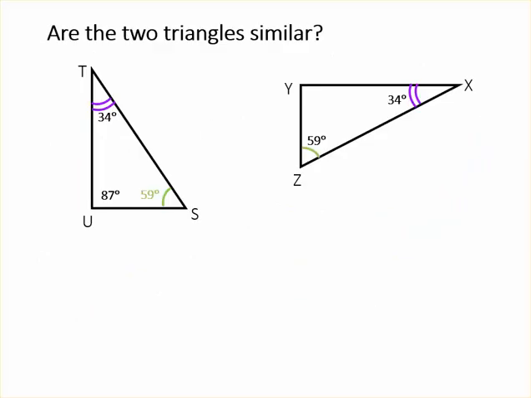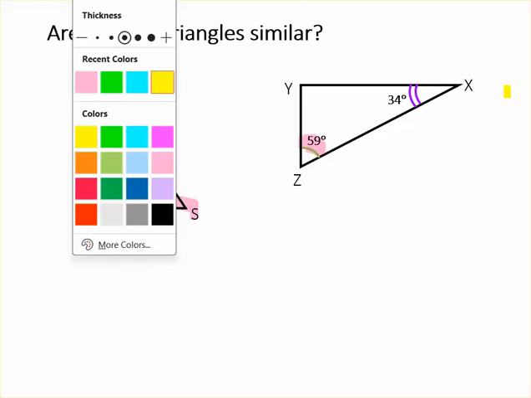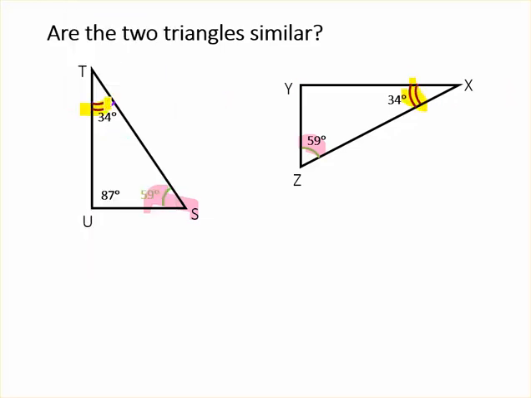Let's try a couple examples. You might want to pause this and on your own determine if these triangles are similar. I see right away that I have a 59-degree angle here and here, and then I have a second pair of equal angles, 34 and 34. I'm missing this third angle.